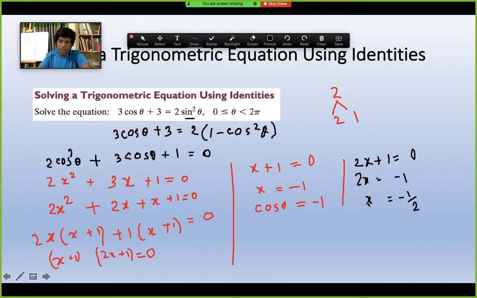But again, this x is not actually x. This is actually cos theta. So x means cos theta. Now this is not the solution actually. We have to find out for what values between 0 and 2 pi is the solution. And for the solution, we need to draw our unit circle to understand what is going on.